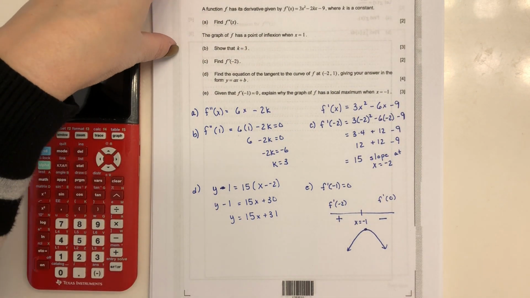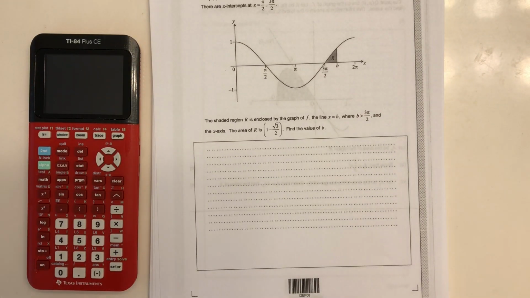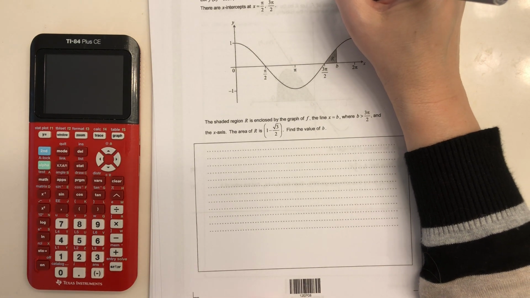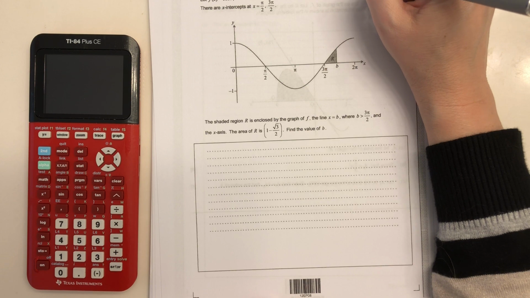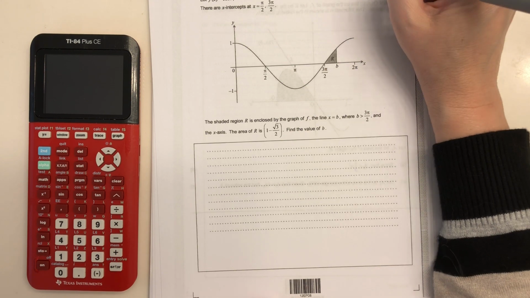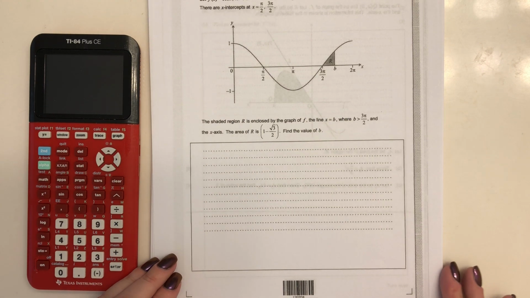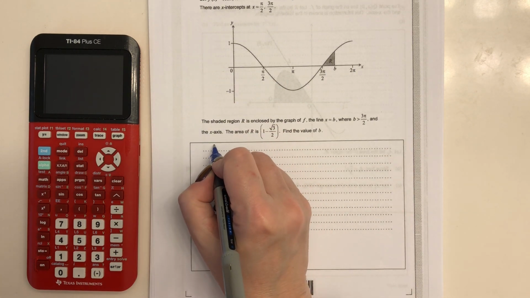Here's another nice one. This is number 7. This was 2015, test number 1, time zone 1, if you're looking for the answer. And it says on this one that you're supposed to find the value of B.